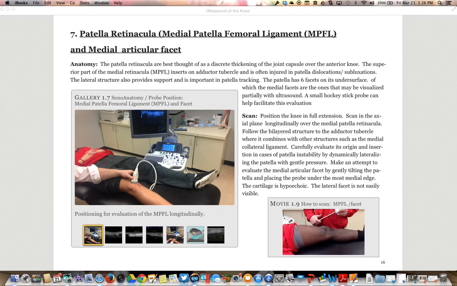The patella has multiple facets, actually 6, on its undersurface, of which the medial facets are the ones that may be visualized partially with ultrasound. To do this, you would need a small hockey stick probe to help facilitate this. Let's review how to scan the medial patellofemoral ligament as well as the sono anatomy of this area.